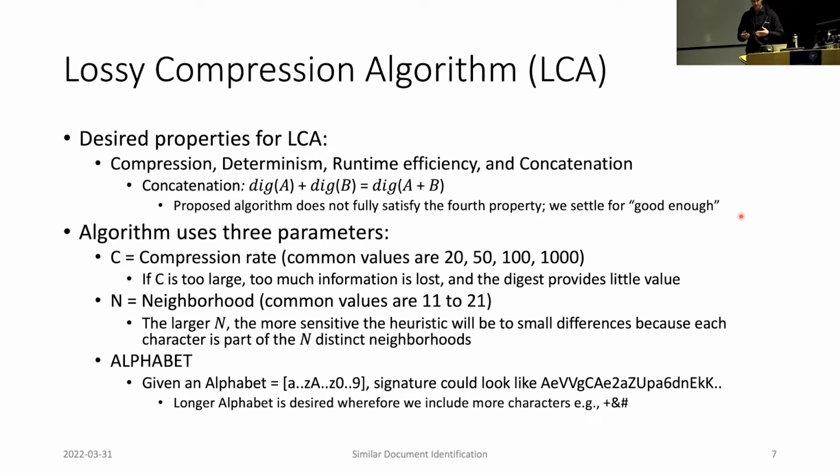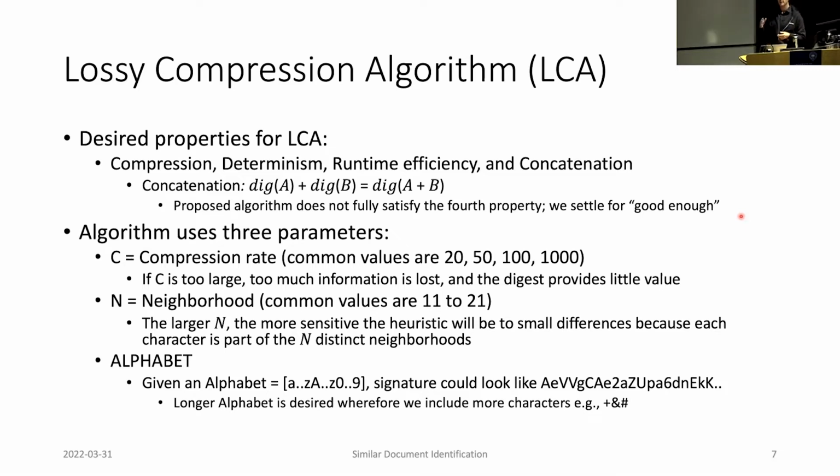And we want concatenation, what you would expect in the real world. If you have two hash values, you can concatenate them together, and it's pretty much the same as comparing over the whole file. We achieved all of that. For the last one, we settled with something that we simply say is good enough. It's not perfectly there, but very close to the concatenation property. And then we use 3 parameters that allow us to configure our implementation: the compression rate, a neighborhood, and the alphabet.